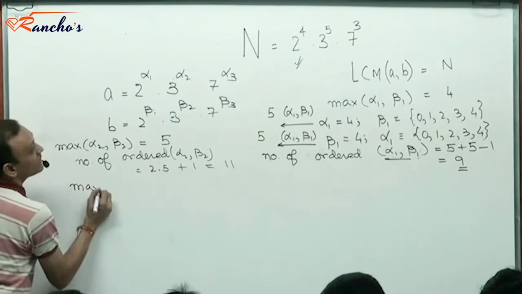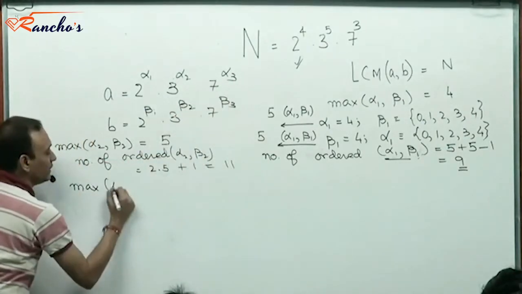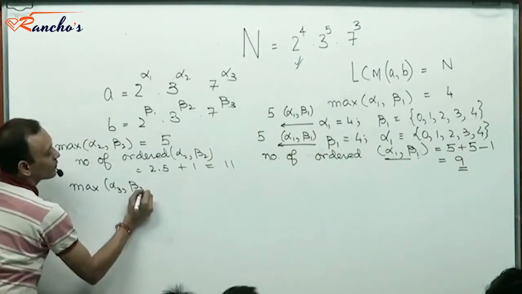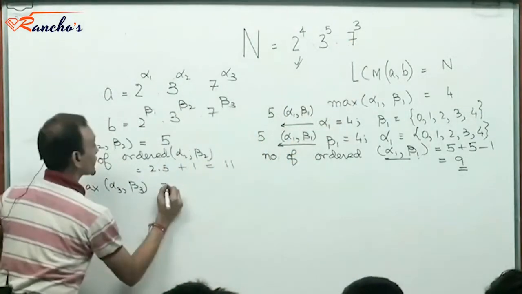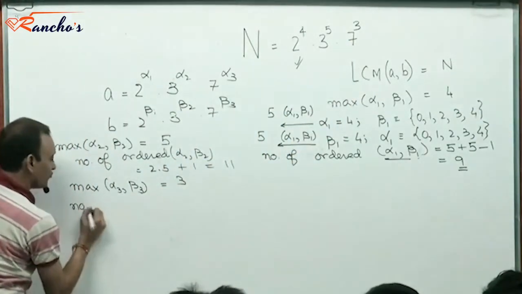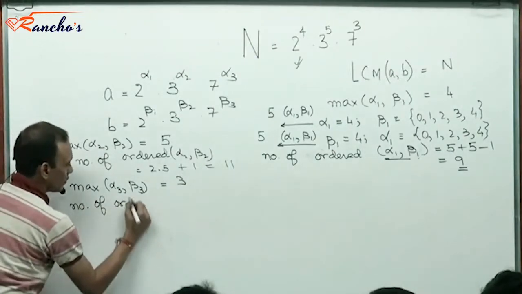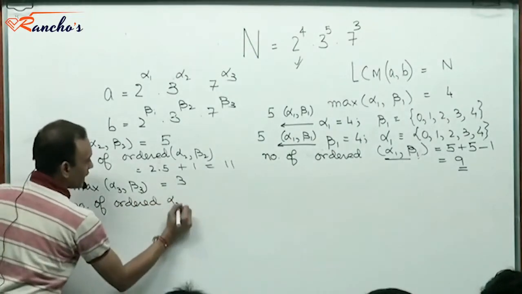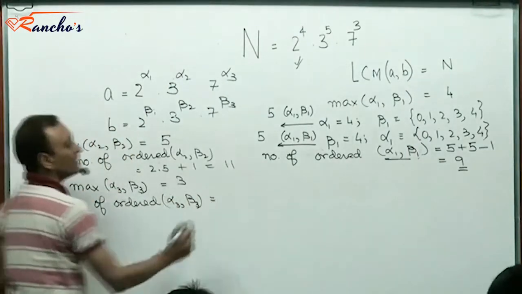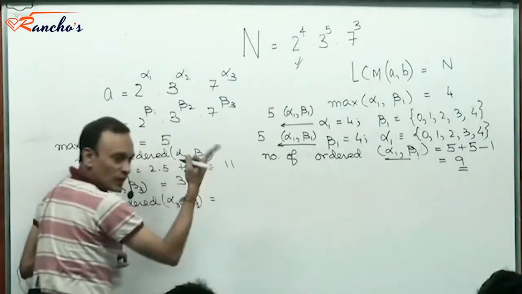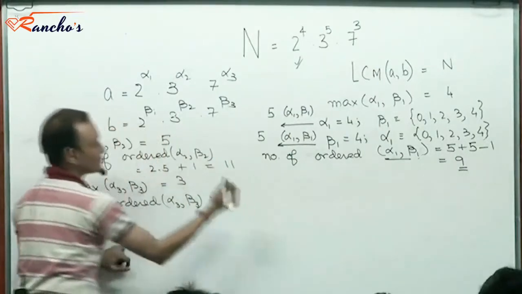Similarly, what is the larger of alpha 3 and beta 3? 3. So the number of ordered alpha 3, beta 3 that can come up is 2 into 3 plus 1. That makes it 7.